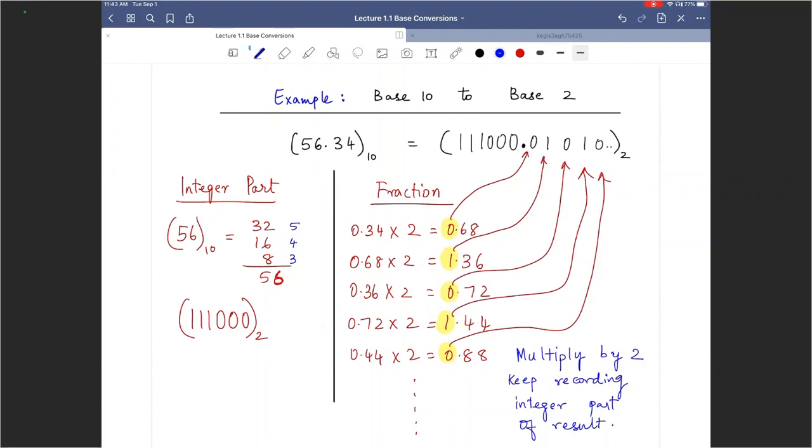So I suppose I can ask you this. If this question was base 10 to base 8, what would I need to do for the integer part and for the fraction part? So instead of this, suppose this was 8. For the integer part, I would be dividing it by 8 and record the remainders. Yes. And for the fraction, I would multiply by 8 and record the integer part of the result. You got it? Yes.